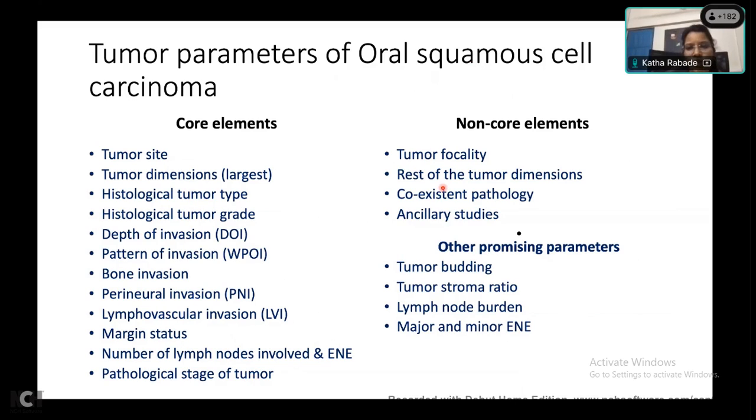There are non-core elements which are expected to be given in the report, which include tumor focality, the other two dimensions of the tumor in addition to the largest dimension, if there is any coexistent pathology, and if any ancillary studies have been done on this specimen. There are other promising parameters that are being evaluated and validated, which include tumor budding, tumor stroma ratio, the lymph node burden, that is the number of nodes involved upon the total number of lymph nodes that are dissected, and major and minor ENE.